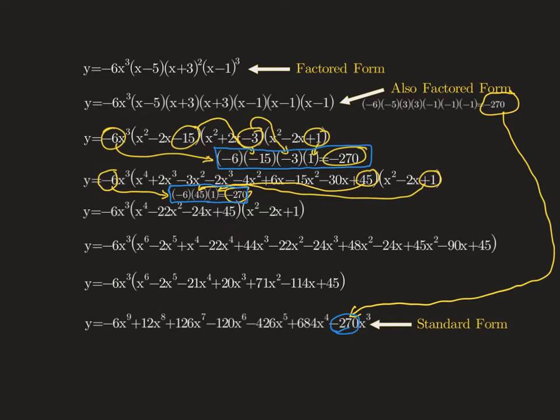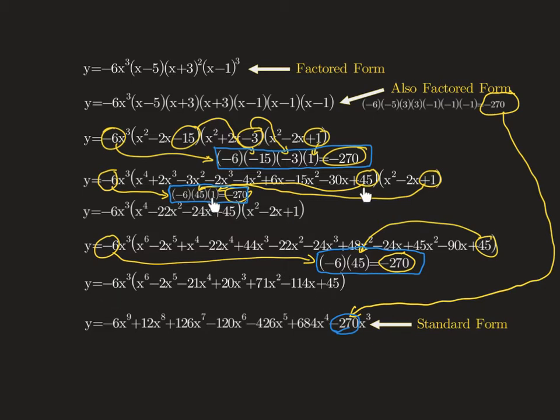And so when you multiply it all out, it's also equal to negative 6 times negative 15 times negative 3 times 1. Or you could just say it's negative 6 times 45. It's like the last number in each one of the brackets. 1 times 45 times negative 6. That will always give you your last number here.